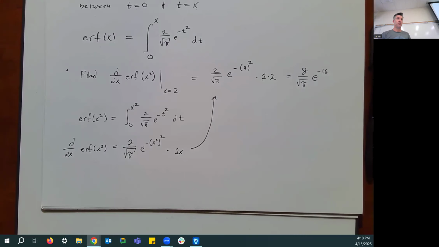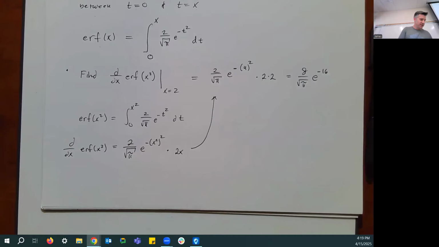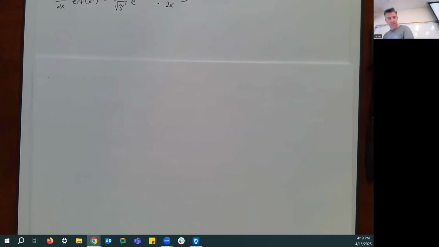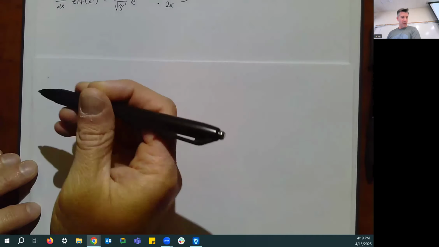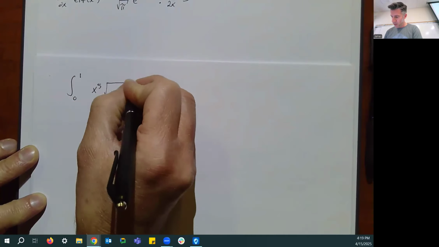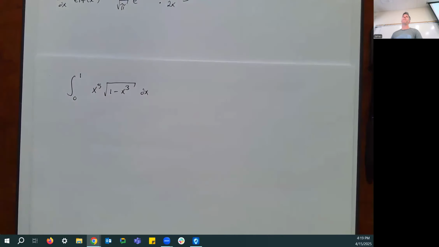Other questions? You guys are all good? Ready? Well, if you're ready, then I might as well ask you a question. Let's try this one, this is terrible: the integral from 0 to 1 of x to the 5th times the square root of 1 minus x cubed. Try that.